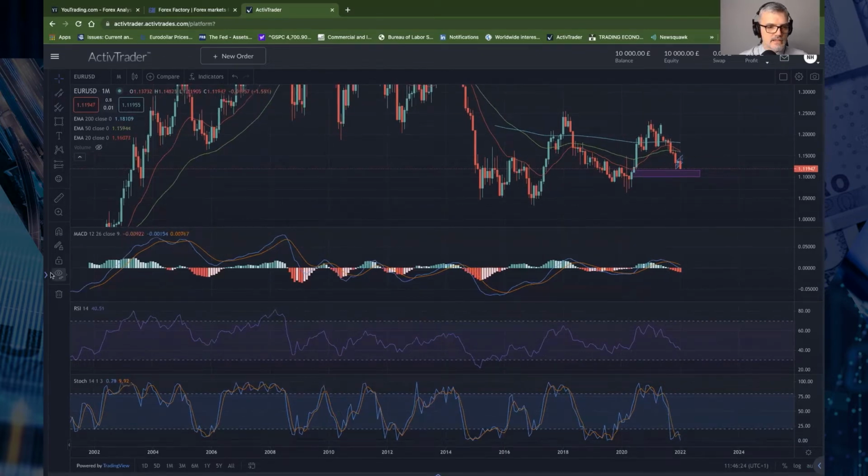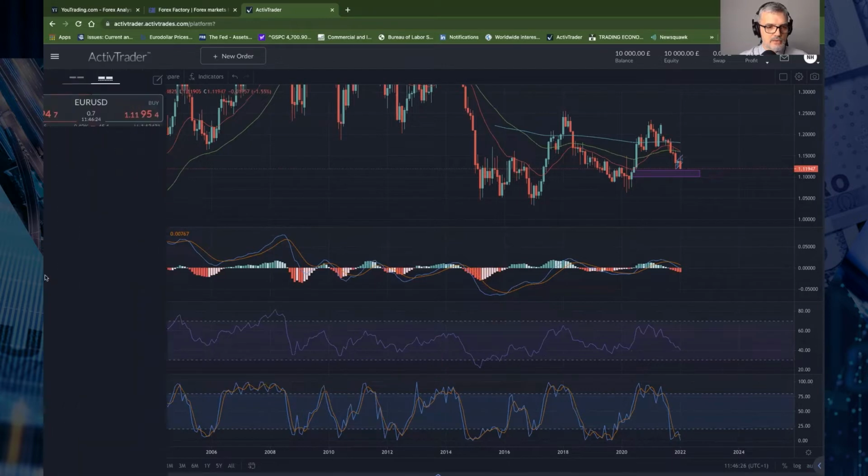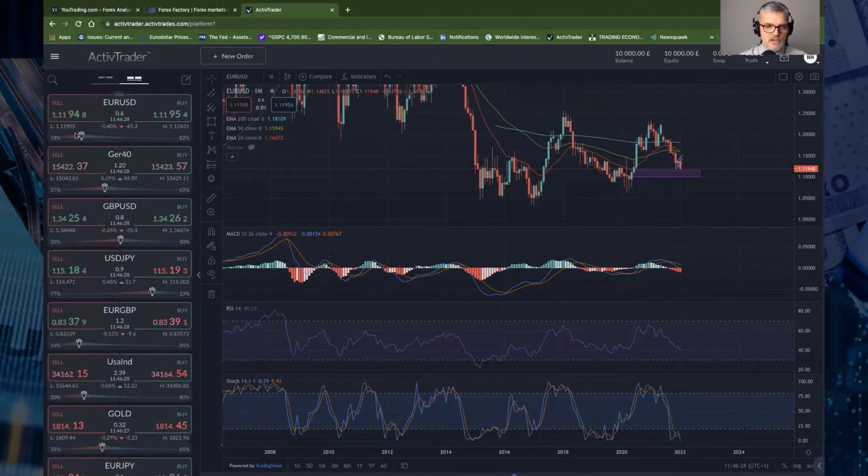If we go to the sentiment indicator on the Active Trader platform, the euro versus US dollar at the top here shows that 82% of traders on this platform are bullish. So we're going to see those guys get squeezed out of their long trades until they go short or they get stopped out. So again, waiting to see this 82% come back down towards 50 or below.